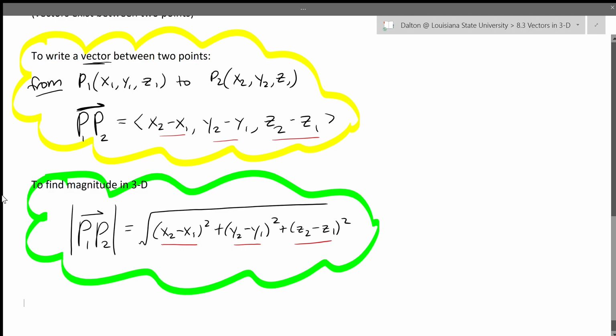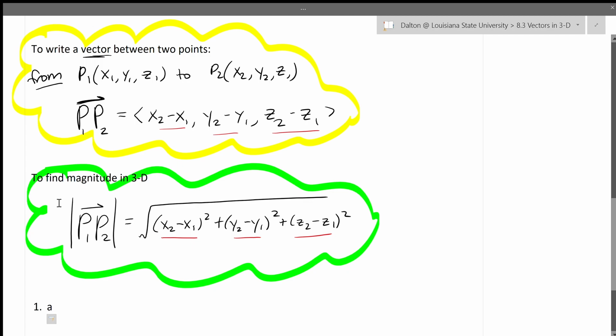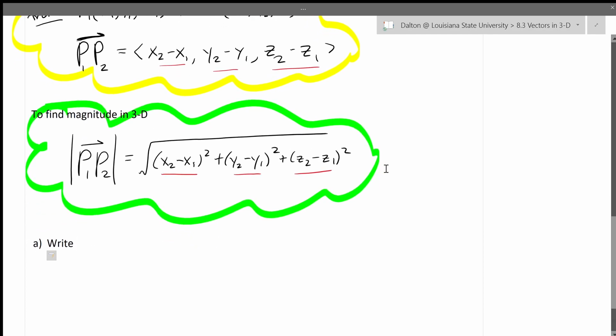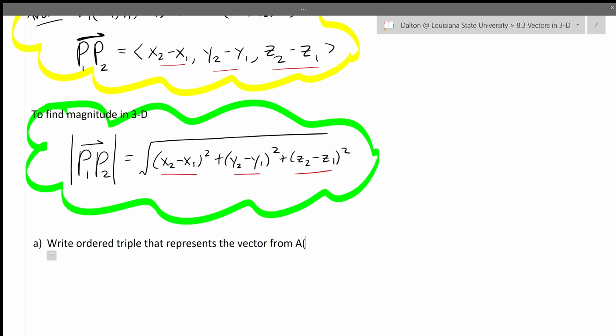So let's do a couple of examples for these. Two-part problems. So number 1, part A. I want you, and again, you can simplify this writing if you want, but here's how it's going to be written in your assignments. Write the ordered triple that represents the vector from point A, which is at -4, 5, 6, to point B, which is going to be at -2, 6, 3.